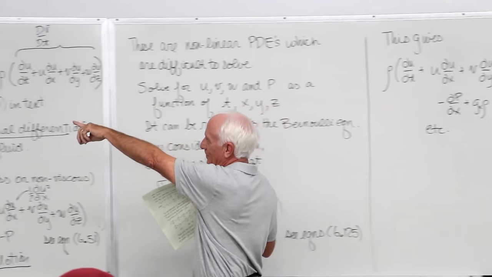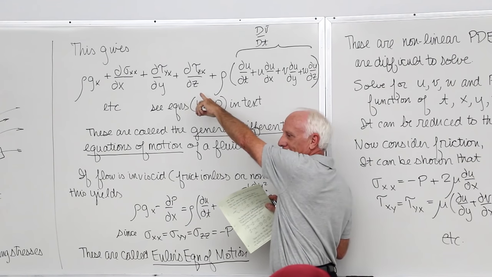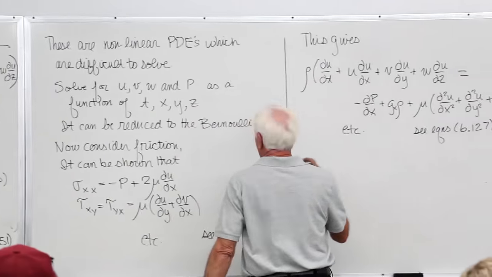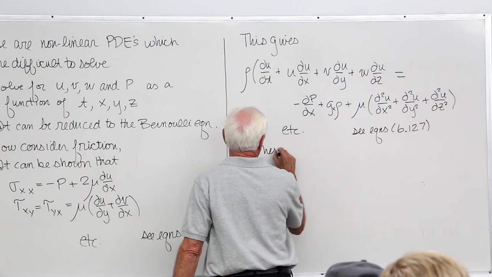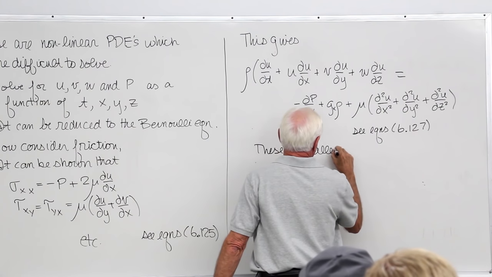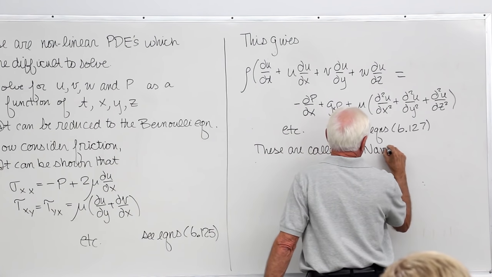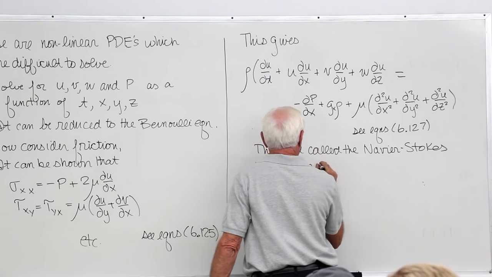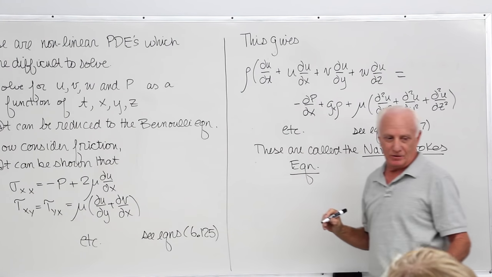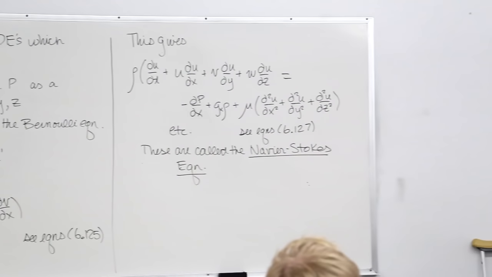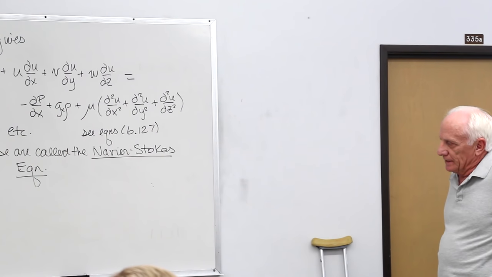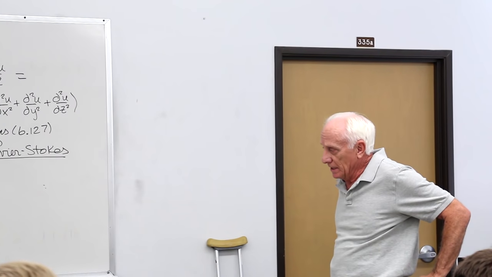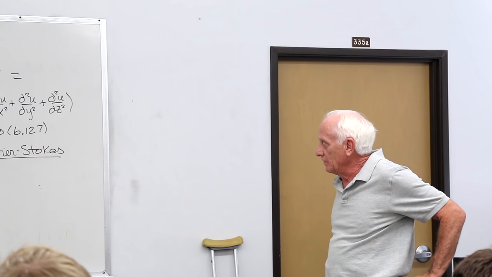The ones that work all the time are the general differential equations of motion. If you neglect viscosity, you get these guys. If you include viscosity, you get these guys. These guys are called the Navier-Stokes equations. Three equations on the board. The general equations of motion of a fluid in a fluid field. The equations which are inviscid end up being called Euler's equations of motion. And if you include viscosity, you end up with what's called the Navier-Stokes equations.